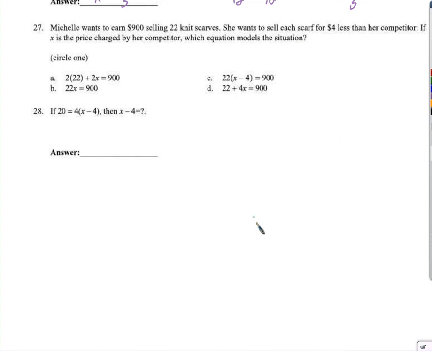Okay, well, I'm thinking like if I were to just sell 22 scarves and I had earned $900. 22 times the number of scarves. Is it scarves? It is scarves.